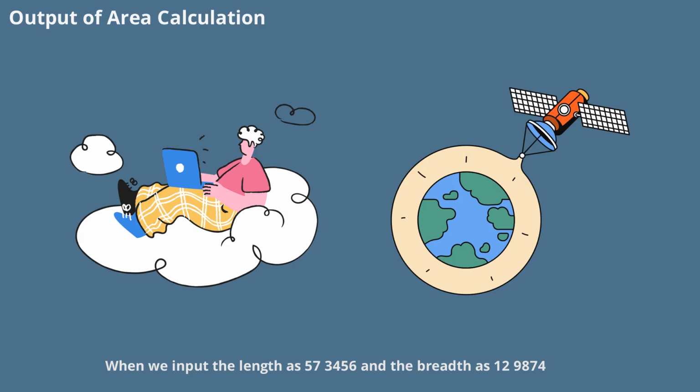We input the length as 57.3456 and the breadth as 12.9874. Casting to int gives an area of 740, while casting to float results in 744.77. This clear difference highlights the importance of choosing the right typecasting method based on your program's requirements. Always consider whether you need to preserve decimal values or if truncation is acceptable for your application.